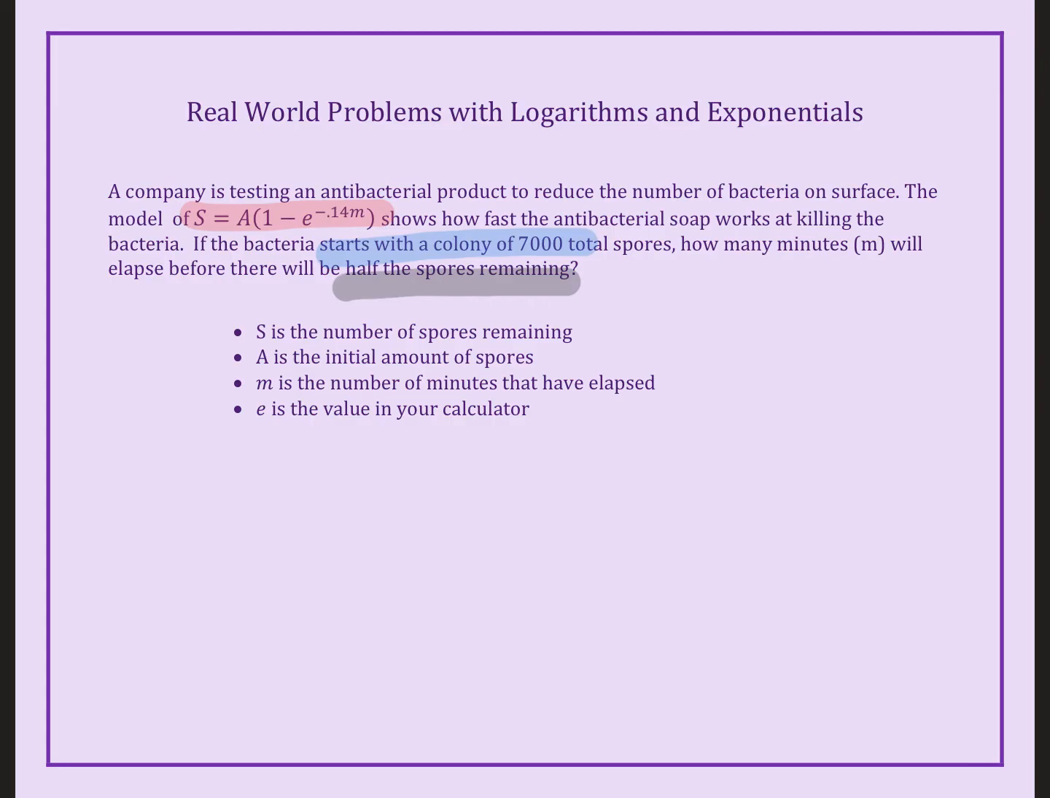You ready? So the number remaining goes to S. I want half of the 7,000. So 7,000 divided by 2 tells me that I only want 3,500 remaining. So I'm going to plug in 3,500 is equal to, A is the initial amount of spores. Okay, so I'm going to plug in 7,000 times 1 minus e raised to the negative 0.14 m.